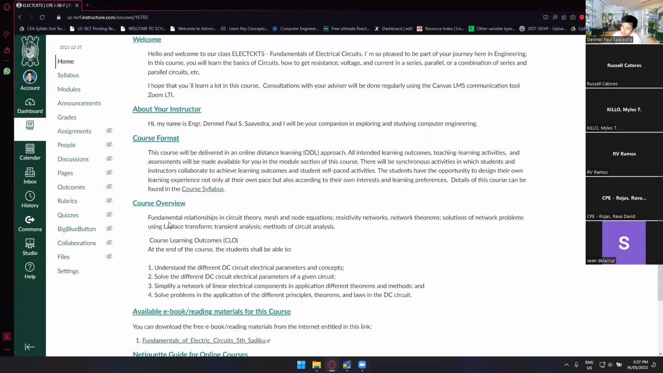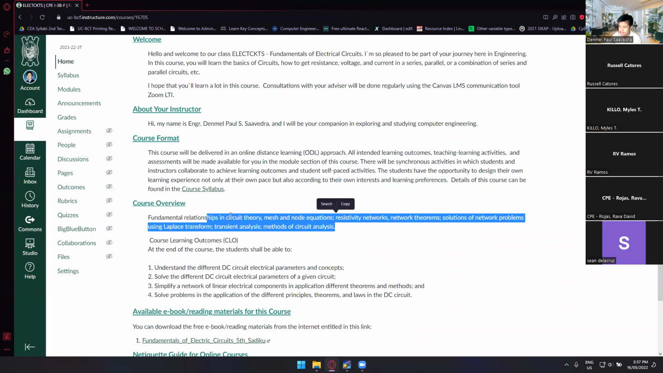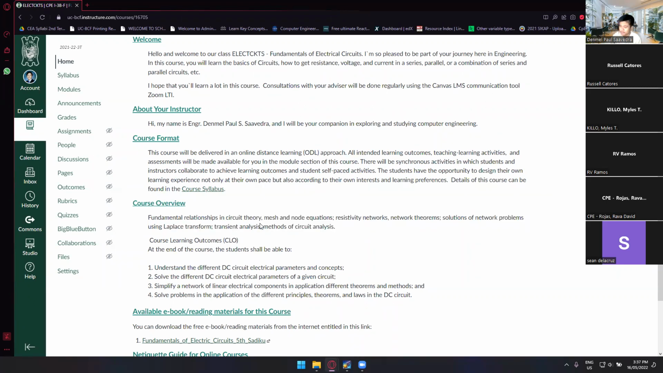It covers fundamental relationships in circuit theory, mesh and node equations, resistive networks, network theorems, solution of network problems using Laplace transform, transient analysis, and methods of circuit analysis. Those are the topics that will be discussed under this subject. But at the end of the day, once you're done with this subject, you'll be able to discuss, understand, simplify, or solve the following.